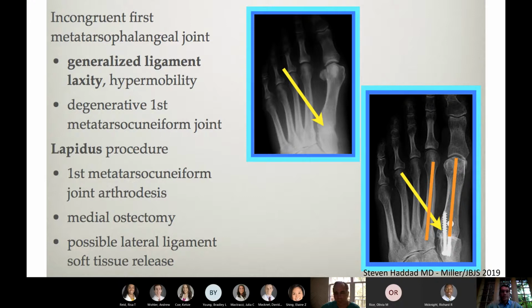But the popularity of Lapidus is really a regional thing. On the test, they'll give you clear instability or clear arthritis in the first TMT joint in order to drive you towards doing a Lapidus. Otherwise, they won't have you do it. Wouldn't you agree, Sean?